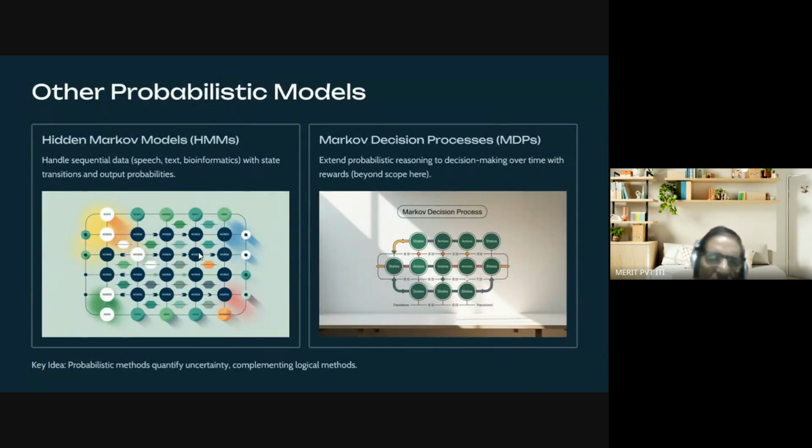This is the hidden Markov model. It handles sequential data like speech, text, and bioinformatics, with state transition and output probability. So a Markov dynamic process is like this. A Markov decision process extends probabilistic reasoning to decision making over time with reward. The key idea is probabilistic methods quantify uncertainty, complementing logic.